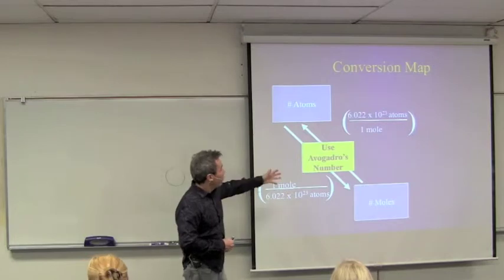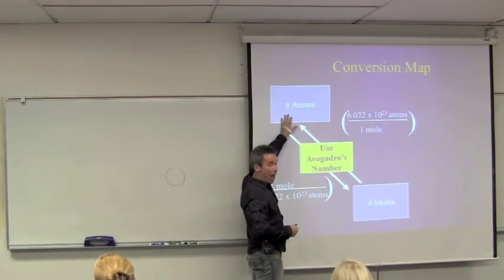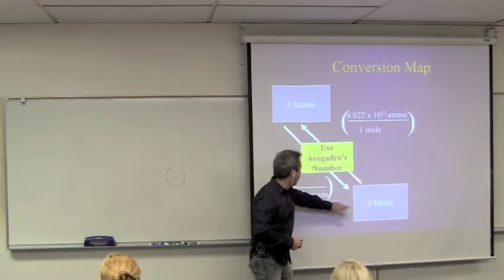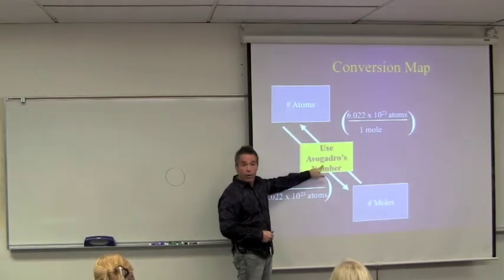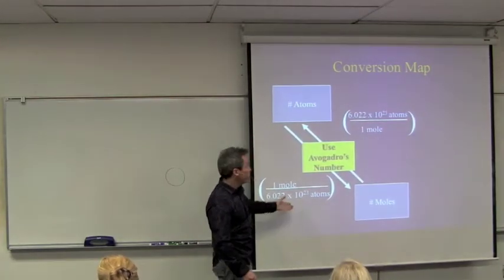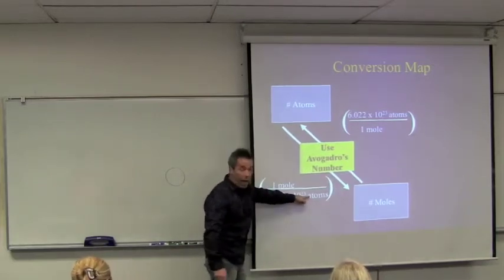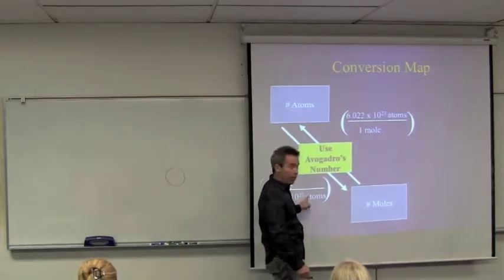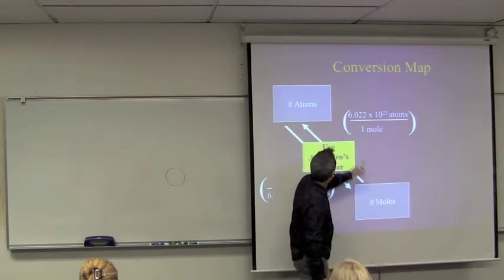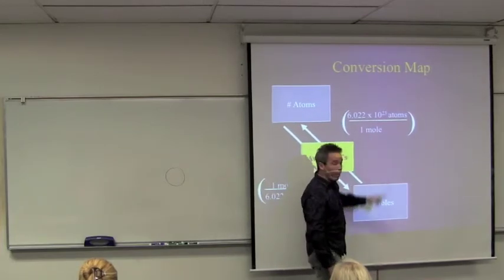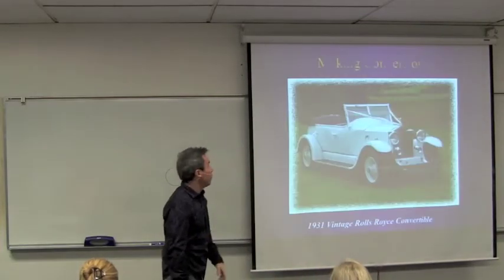So here's a little conversion map. If you're given the number of atoms and you want to know the number of moles, you're going to use Avogadro's number as the conversion factor. One way or the other, depending on which way you're going. When you're going from atoms to moles, you want atoms on the bottom, like we were doing in lab last time. When you want to go from moles to atoms, you're going to put moles on the bottom, so moles cancel. Let's do a practice problem together.